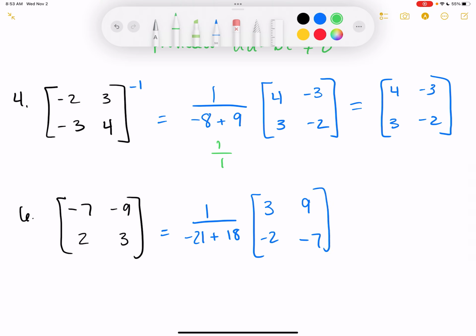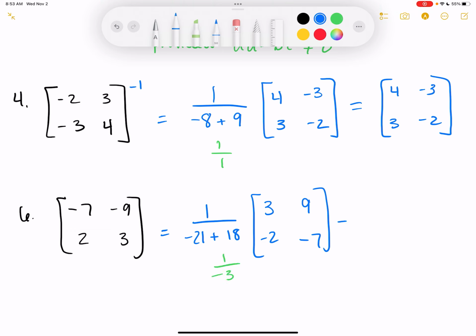And so if you want to save a step of writing, instead of having to say this is the fraction times the matrix and then going through and multiplying it, you can just rewrite right under it what this is to multiply by. Or even write in a different color so you see it. So 1 over -21 plus 18, so that's 1 over -3.